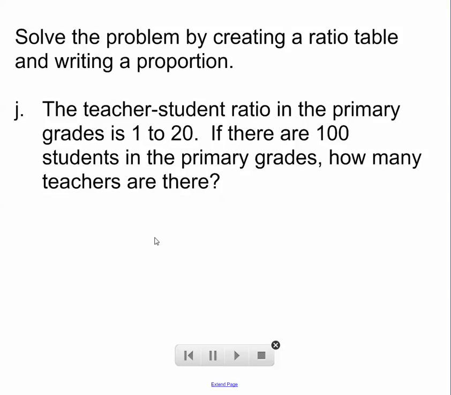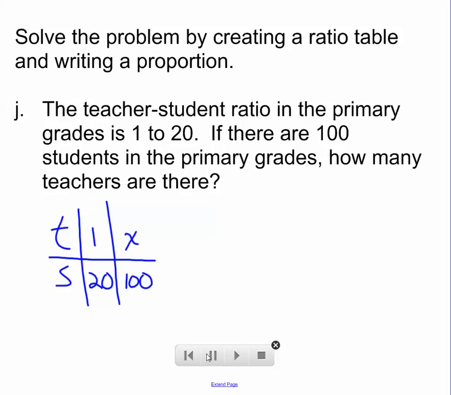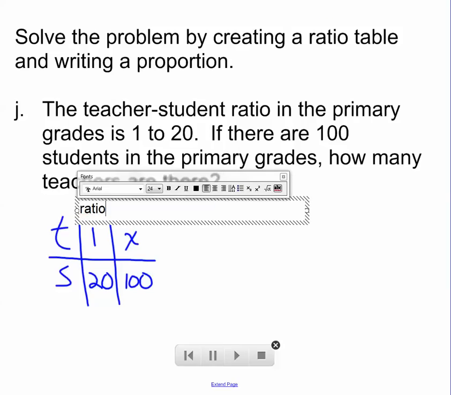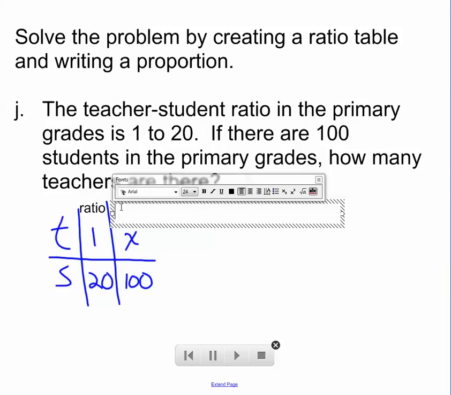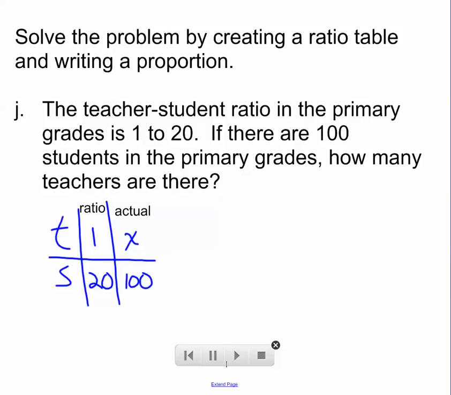Same thing here. The teacher-student ratio in the primary grades is 1 to 20. If there are 100 students in the primary grades, how many teachers are there? So for my ratio table, I'm going to do teachers and students. The ratio is 1/20, one teacher for every 20 students. There are 100 students, and we're trying to find out how many teachers. So again, this would be my ratio, and this would be my actual measurement of teachers and students.